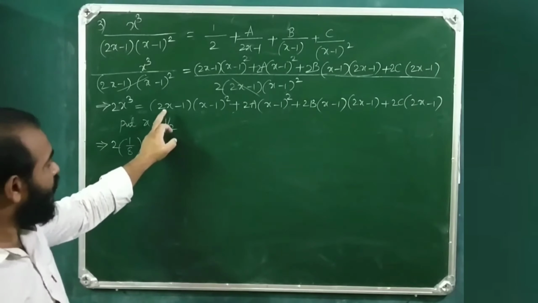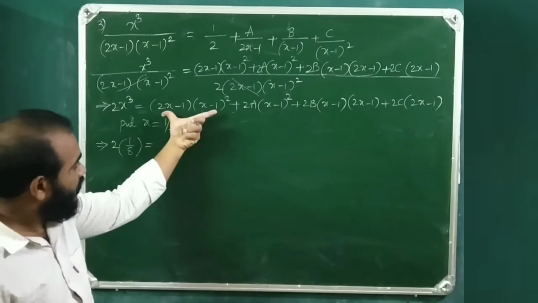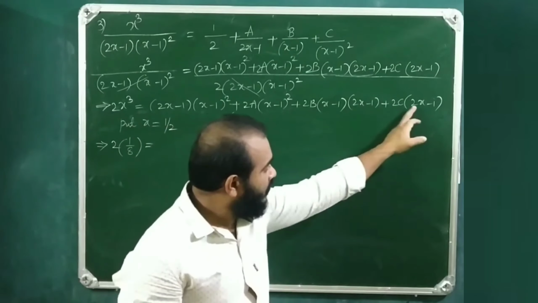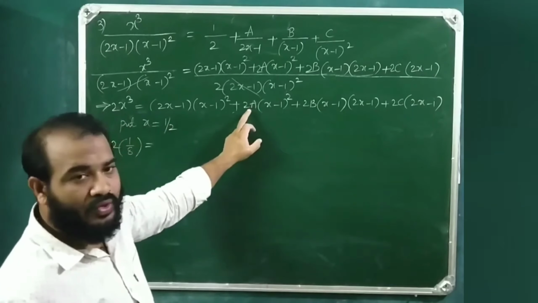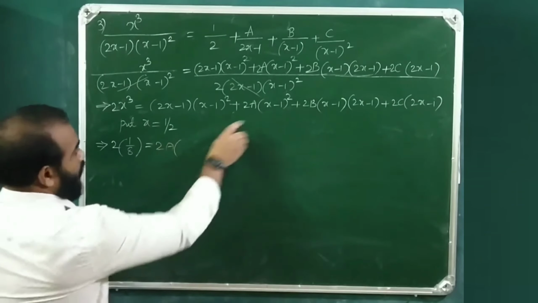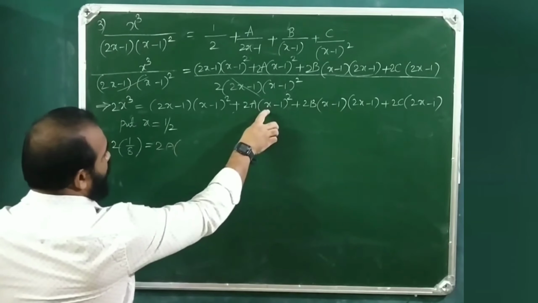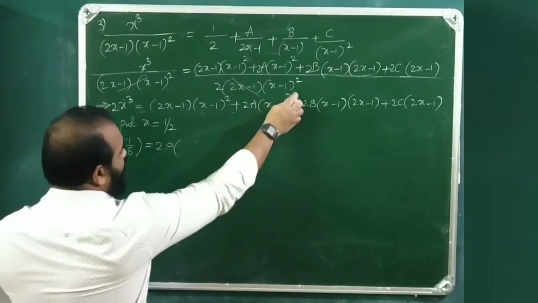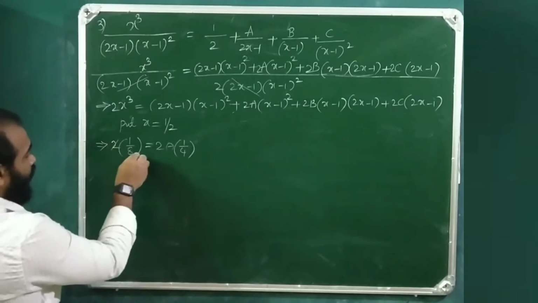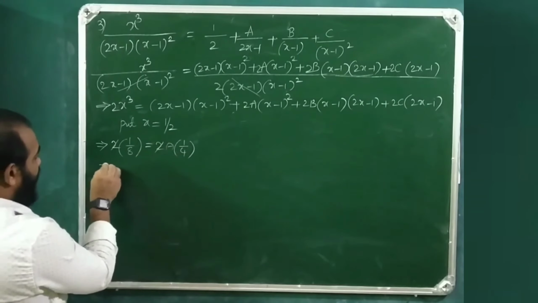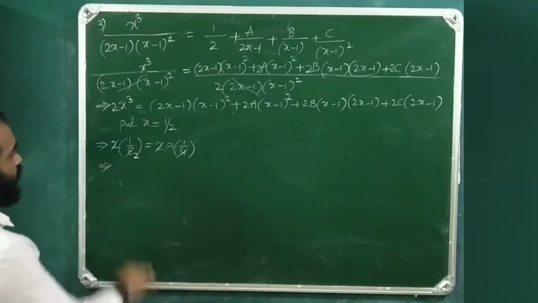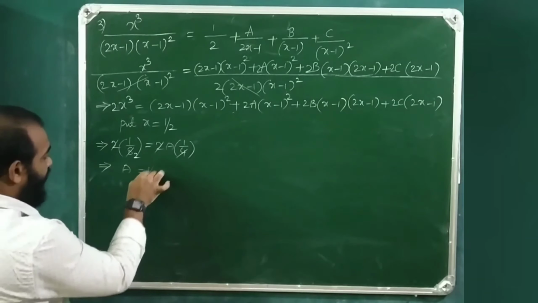So 2 gets cancelled, 1 minus 1 is 0, this all is 0. So this is 0, this will be 0. So we are left with only this term. So 2a into x value 1 by 2 minus 1 is minus half whole square, so 1 by 4. So 2 on both the sides gets cancelled. So 4 twos are 8. So a is equal to 1 by 2 we get.